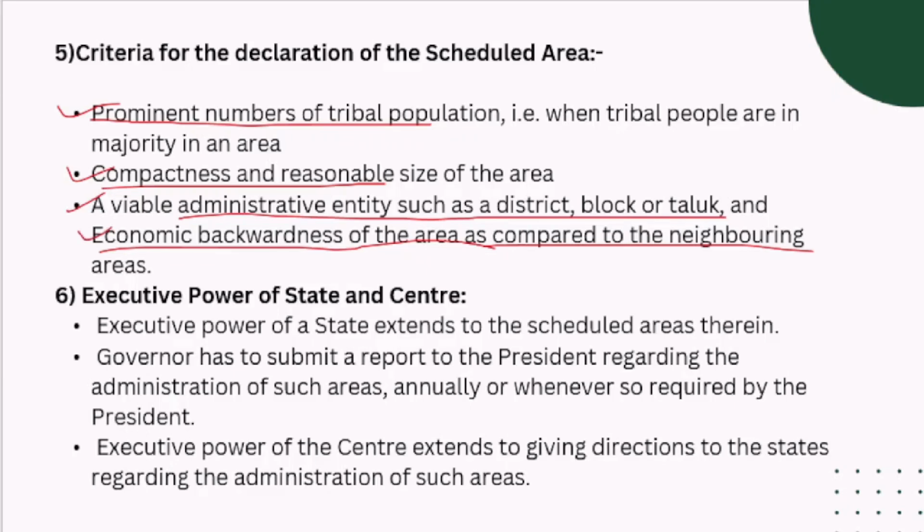Now let's see the governance and the powers of the scheduled areas. The executive power of the state and center. The state has the executive power in these areas. The governor needs to submit a report to the president.